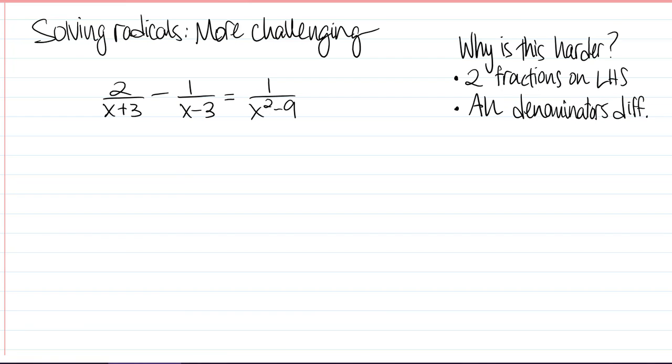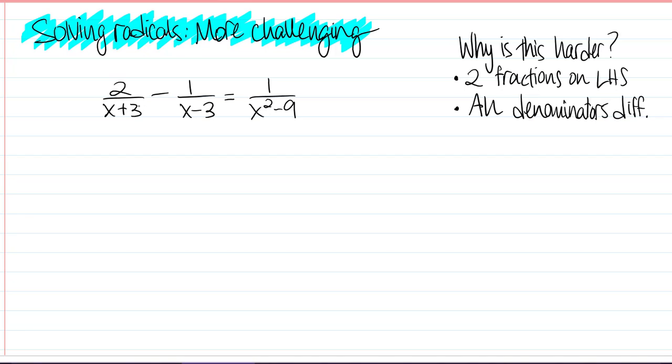Alright, so our next one, our more challenging, sorry, I forgot to highlight this. Our more challenging problem here is this one you see below, 2 over x plus 3 minus 1 over x minus 3 equals 1 over x squared minus 9. So, you should notice that, again, you have two fractions on the left-hand side. And don't worry about it being on the left-hand side specifically, just that you have two fractions on one side. And all three denominators are different. This isn't like the last one where we could turn that second denominator into anything because it was just a 1 value. Now we have to consider all three of them.